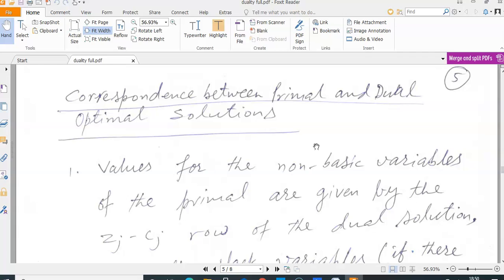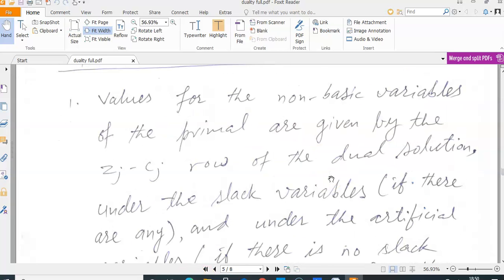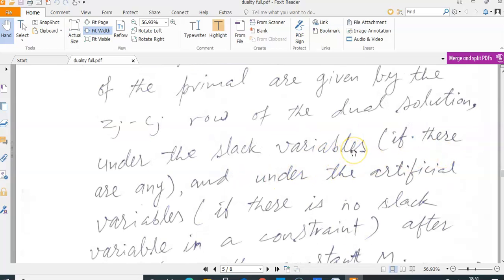But how do we find the optimal values of the variables of the primal problem from the solution of the dual? This comes under the correspondence between primal and dual solutions. There are certain steps here. The values for the non-basic variables of the problem are given by the Zj minus Cj row of the dual solution under the slack variables.